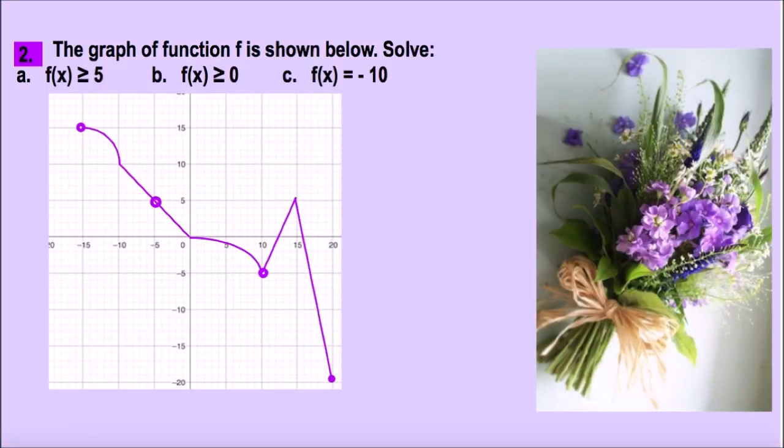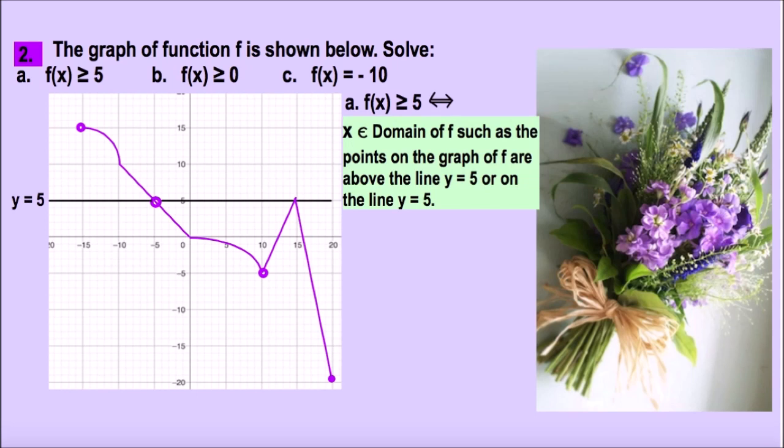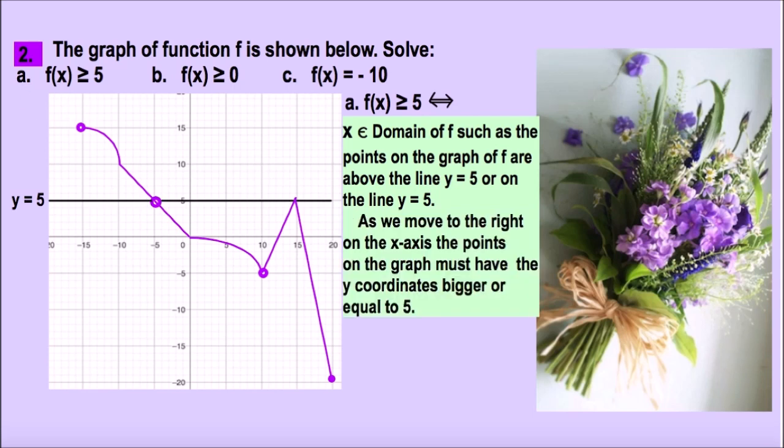The graph of function f is shown below. Solve A: f(x) is greater than or equal to 5. That is equivalent to x belonging to the domain of f, such that the points on the graph of f are above the line y equals 5 or on the line y equals 5. As we move to the right on the x-axis, the points on the graph must have y-coordinates bigger than or equal to 5.